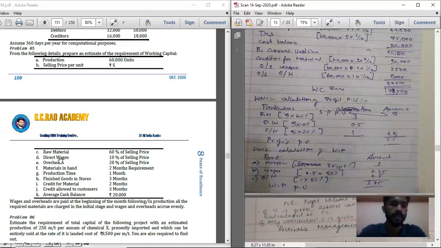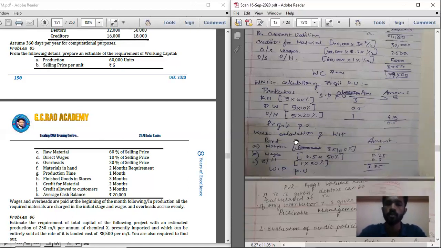Now one thing left, that is we should calculate the cost of work in progress. Now working note number 2. Below that, working note number 2. Calculation of work in progress per unit. Below that, a 2 columnar table: first column particulars, second column amount.